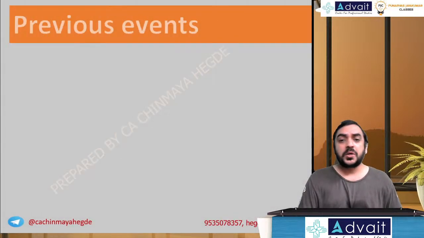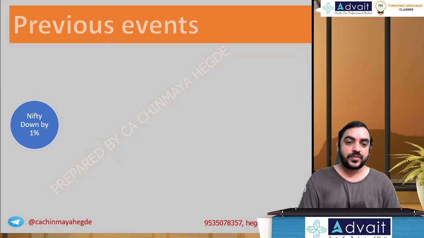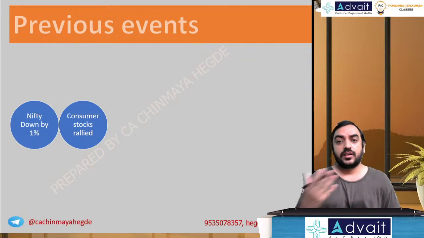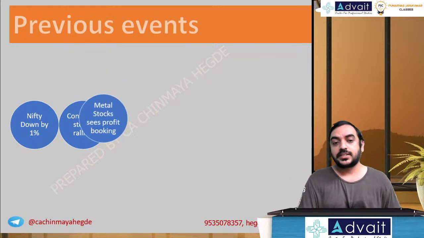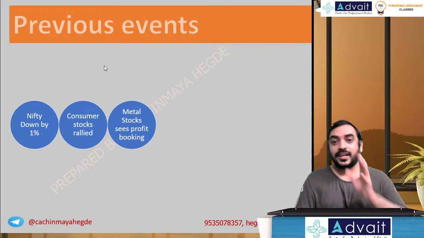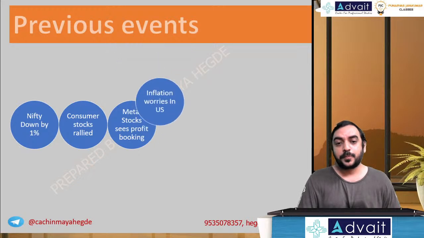Okay. So what are the previous events that have taken place in the last week? Nifty down by 1%. Consumer stocks rallied, be it UPL, Asian Paints, or Nestle, all these consumer stocks because of the good results. Metal stocks see profit booking. I'm going to use a metal stock like Tata Steel today for our chart reading purpose. The concept we learned, I'm going to apply on this.